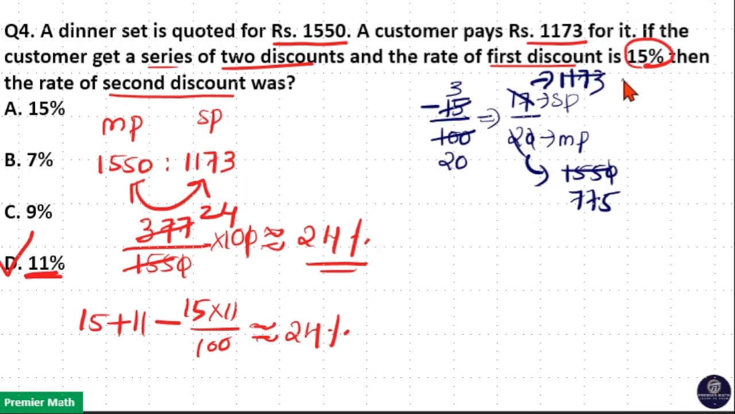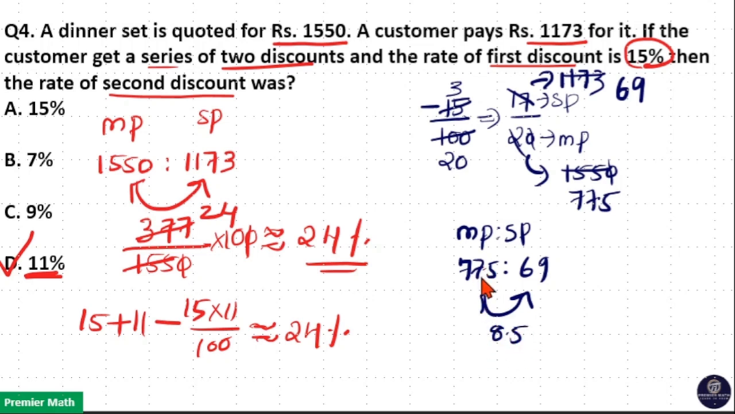Now 0 cancel, 2 goes 77.5 times in 155, and 17 goes 20 into 6 is 120. So 17 goes 6 times in 117, remaining 15. So 17 goes 9 times in 153. Now you can see the marked price and sell price ratio is 77.5 is to 69. Now the difference between these two is 8.5. Now 8.5 is around 11% of 77.5. 10% of 77.5 is 7.75, which means 8.5 is greater than 10%. So option D is your answer.